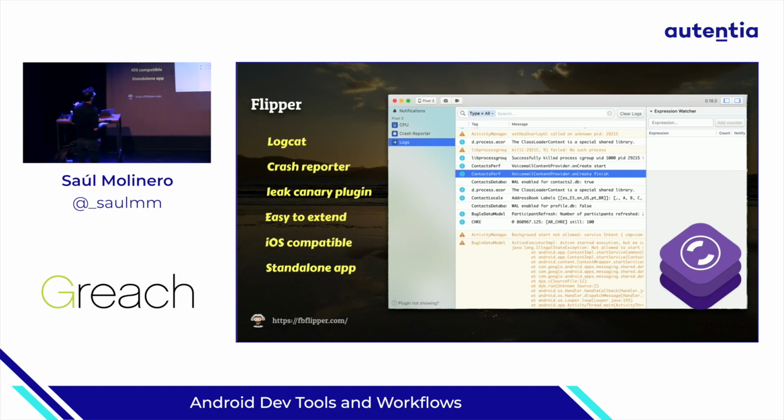It's easy to extend. This means that you can write your own plugins, and they will be shown there. You can access whatever you want to show about your domain or the domain of your application. And it provides a LeakCanary plugin. If you don't know, LeakCanary is a library that allows you to detect and analyze memory leaks in your application. So if you add this plugin, it will show a new tab on the left, and if you press it, you will see if LeakCanary detected something, like a memory leak. And it has also a crash reporter.